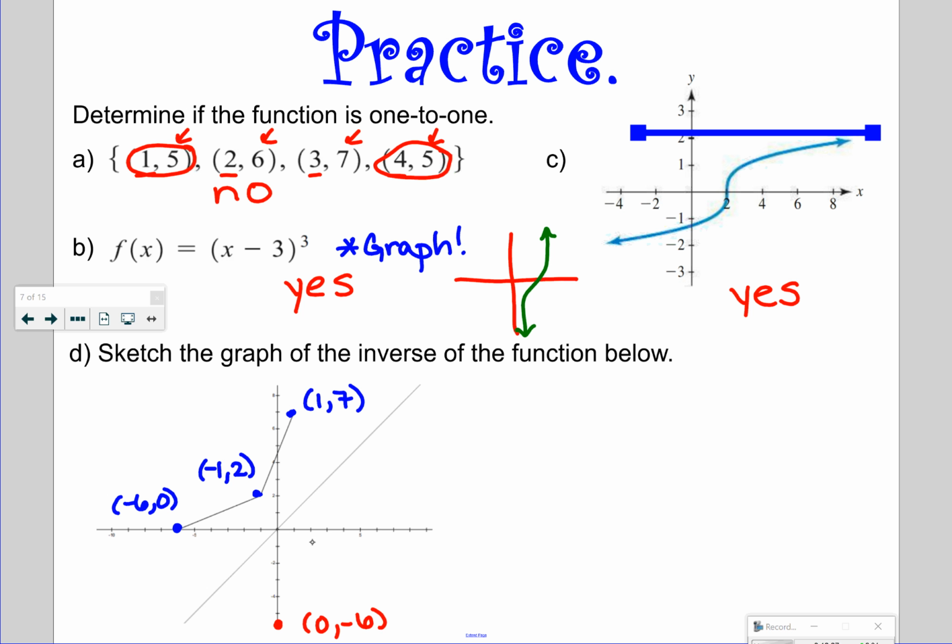Finally, sketching the graph of the inverse, -6, 0 becomes 0, -6. -1, 2 becomes 2, -1. And finally, 1, 7 becomes 7, 1. And there is the graph of your inverse. And again, they've got it sketched here for you, that line y equals x. You can see that mirror image of the graph over that line if we cross over that line or flip it over that line. So that's a great way to check that you have the graph of an inverse when you're working on your homework problems.